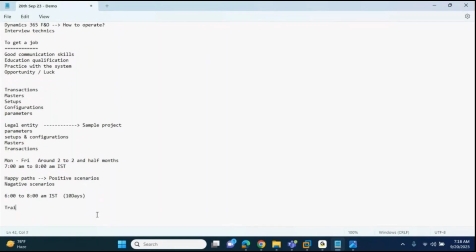And for practicing the system, there are three options. One is the trial version. This is 2 hours only. After that, it will be closed, and you can open it once again. Every 2 hours, it will be closed. This is the trial version. I will share it with you in the WhatsApp group once the batch is started. This is only temporary.